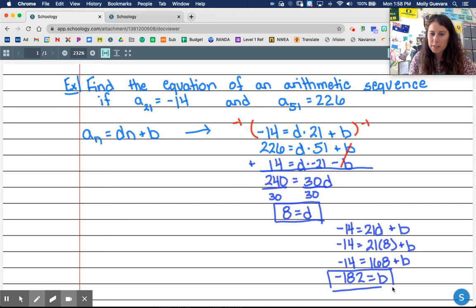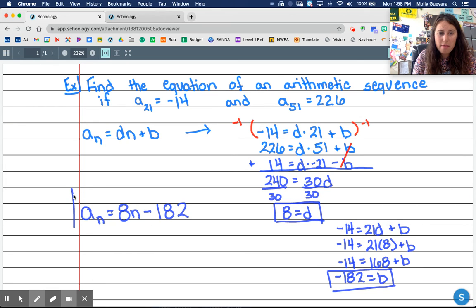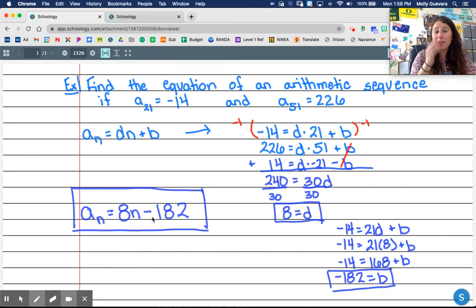So I have solved for d and I have solved for b. So now I'm ready to write the equation, right? A sub n is equal to d is 8, so 8n, and then b is negative 182, minus 182. And there is the equation of my sequence. And so this just tells me, hey, I start at negative 182 and I add 8 every single time. And so that's how we do it for arithmetic sequences.